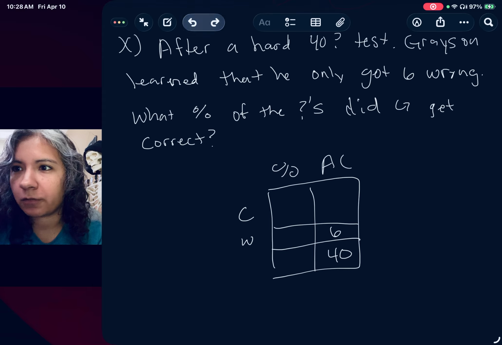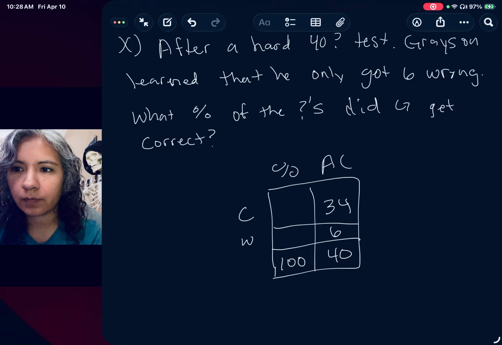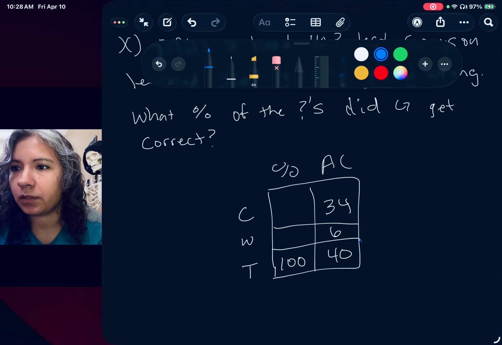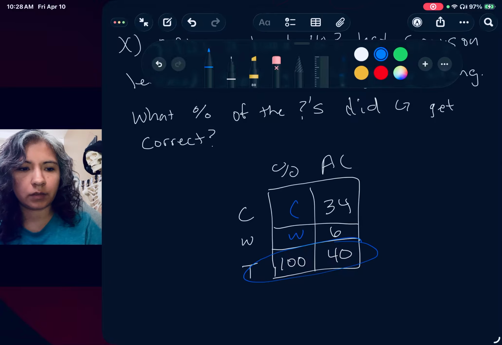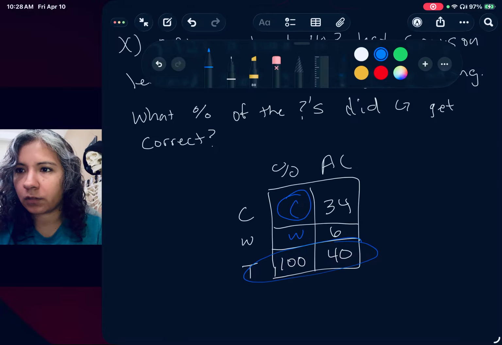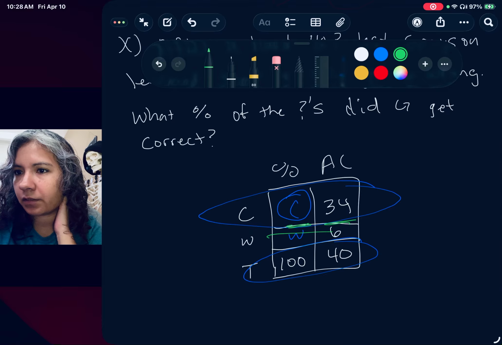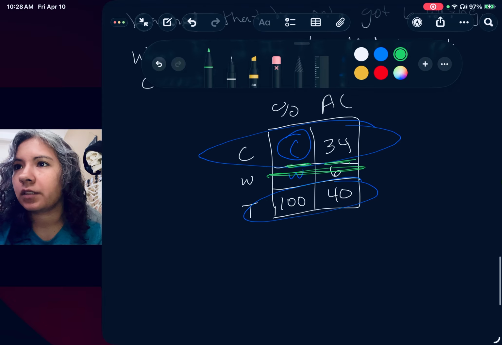Let me rewrite that really quick. 34, right? Our percents out of 100. There's total. So we are going to use this line. Oh, let me go ahead and do C and W. We're going to use this line if we want to know how many Grayson got correct, the percentage. So we're looking for this, so we're also going to use this line. So our ratio line is going to be, well, I guess you could draw it here technically. It's going to be right there.